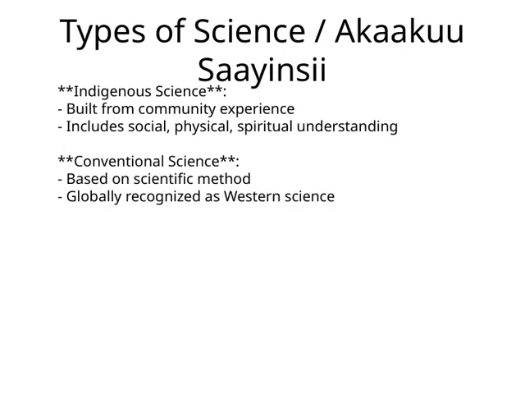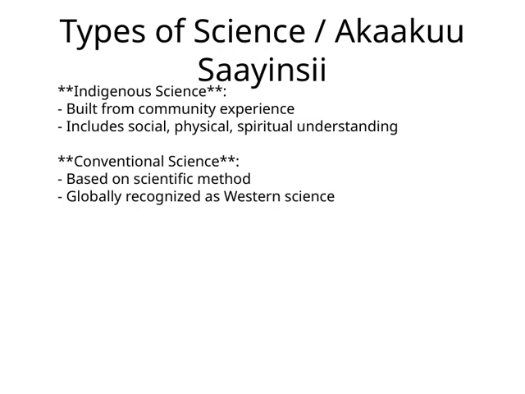Today, I want to talk about the different types of science. First, let's look at indigenous science. This form of science is built from community experience, meaning it's developed over generations through everyday life and shared knowledge. It includes social, physical, and spiritual understanding, so it's a holistic way of knowing that connects people, nature, and spirituality. It's deeply rooted in the culture and traditions of the community.